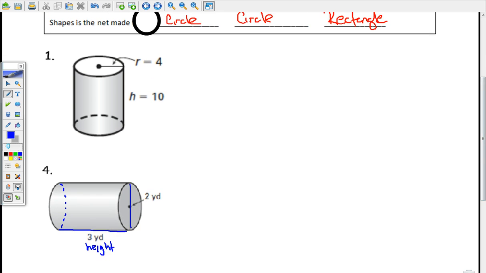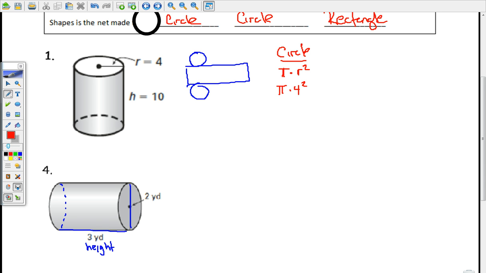So example number 1. If we draw a quick net of this figure, we're going to draw the rectangle in the middle, and then we have 2 circles. So the rectangle and 2 circles will make our net. So the circles come up here. And what we're going to do is find each of these areas, the circle and the rectangle. Let's start with our circle. The formula for the area of a circle is pi times r squared. In our case, this is pi times 4 squared.